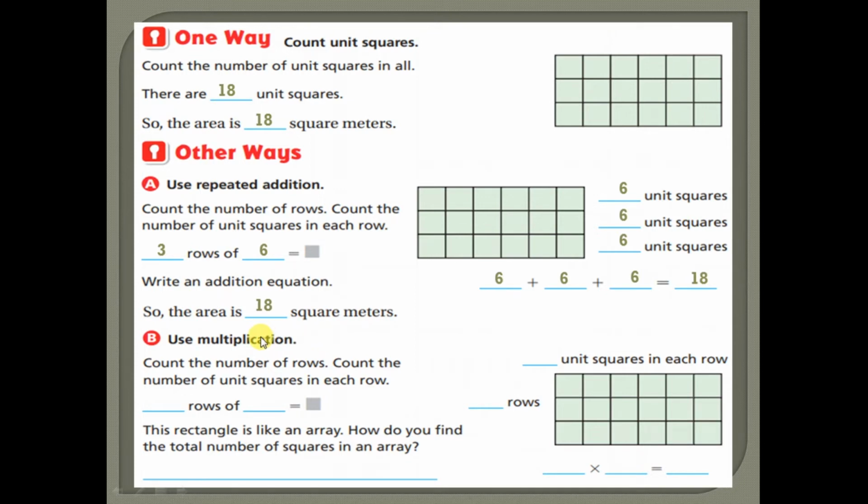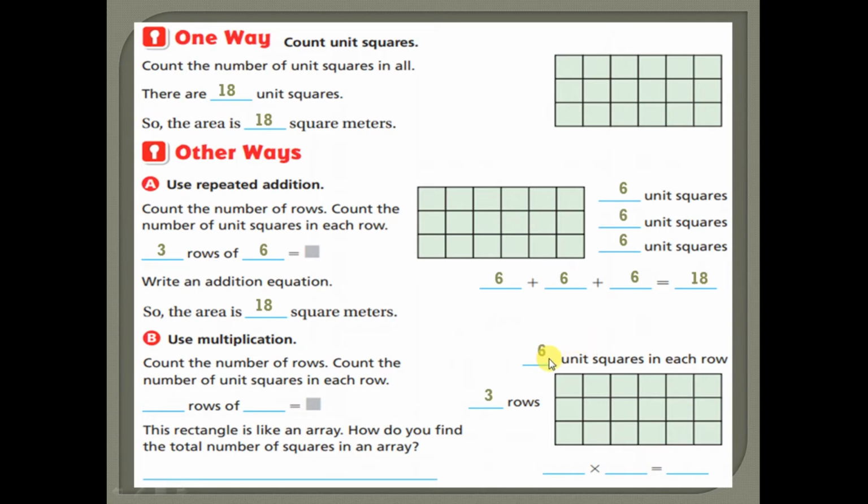Another way is to find the area by using multiplication. Okay, so we can imagine this rectangle as an array. It consists of rows, and each row has a number of squares. So let's figure out how many rows we have in this rectangle. 1, 2, 3 rows. So we have 3 rows. In each row, how many square units? 1, 2, 3, 4, 5, 6. We have 6 in each row.